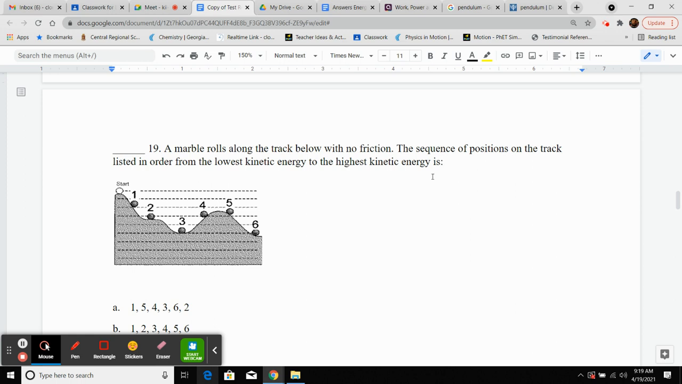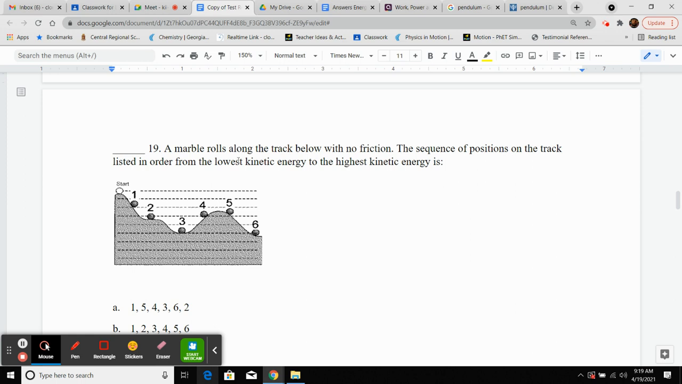All right, so this one, guys, there is no friction. What they want you to do is list them from the lowest kinetic energy to the highest kinetic energy. Okay? So again, that one is going to be ranked based off of what?